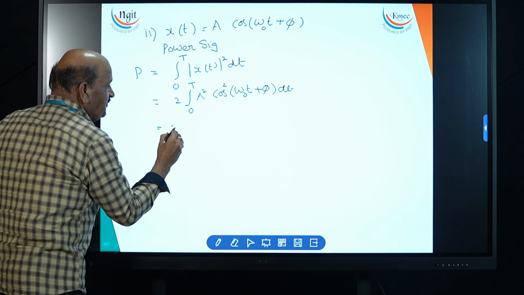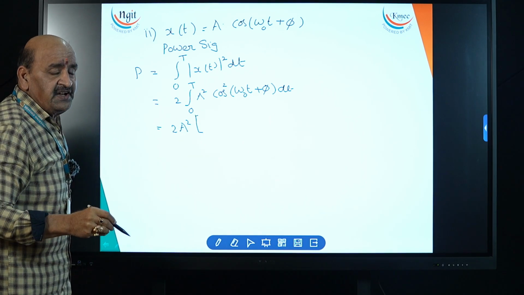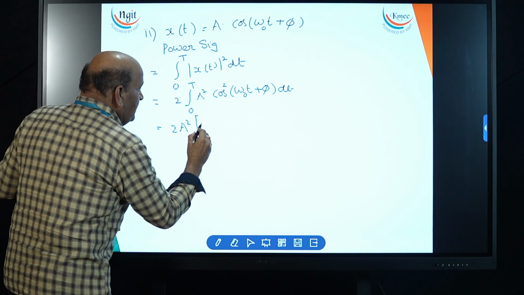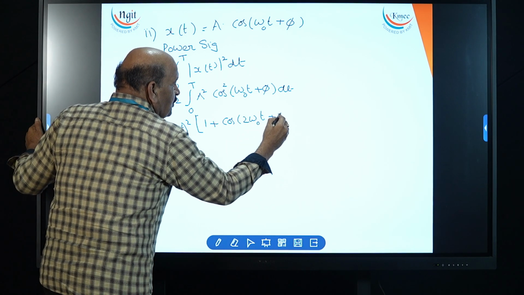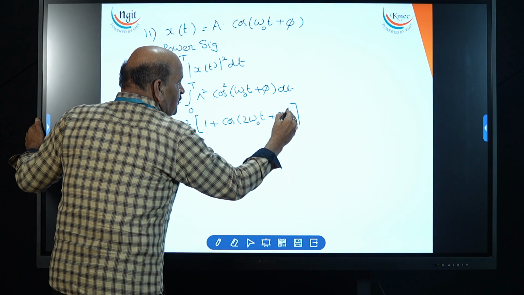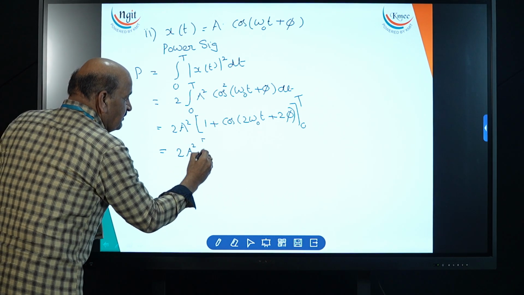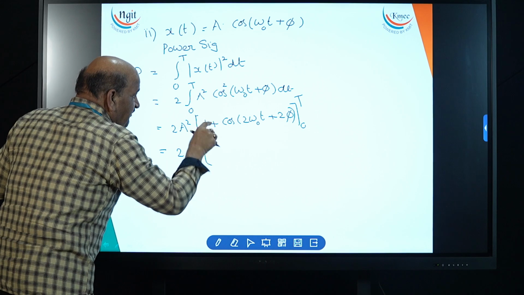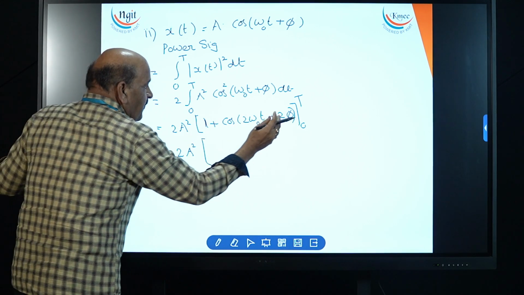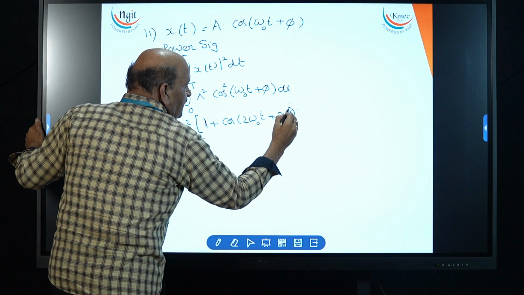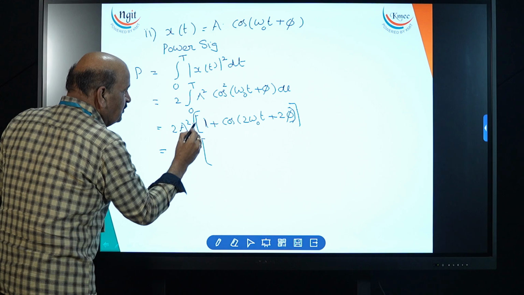Now just look at, A square is constant. Now you can take it outside, and cos square theta is 1 plus cos 2 theta over 2, from intermediate trigonometry, first year, paper 1A. That is equal to 1 plus cos of 2 omega naught t plus 2 phi, between the limits 0 to T. This is equal to 2A square. The moment you substitute the values, in place of 1 this becomes 1 plus cos 2 omega t. Now integrate this between the limits 0 to infinity.